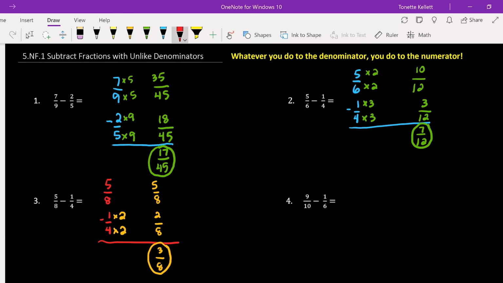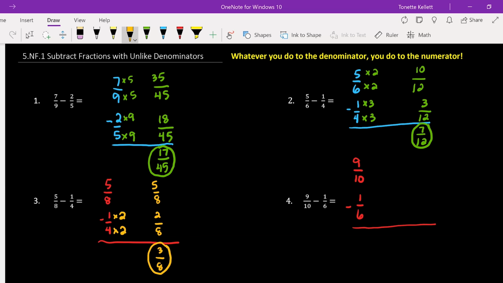Let's do another one. 9/10 minus 1/6. The denominators are not the same. Can 6 go into 10 evenly? The answer is no. Take that top one, do 10 times 1. We know it can't go into 10. 10 times 2, 6 cannot go into 20.